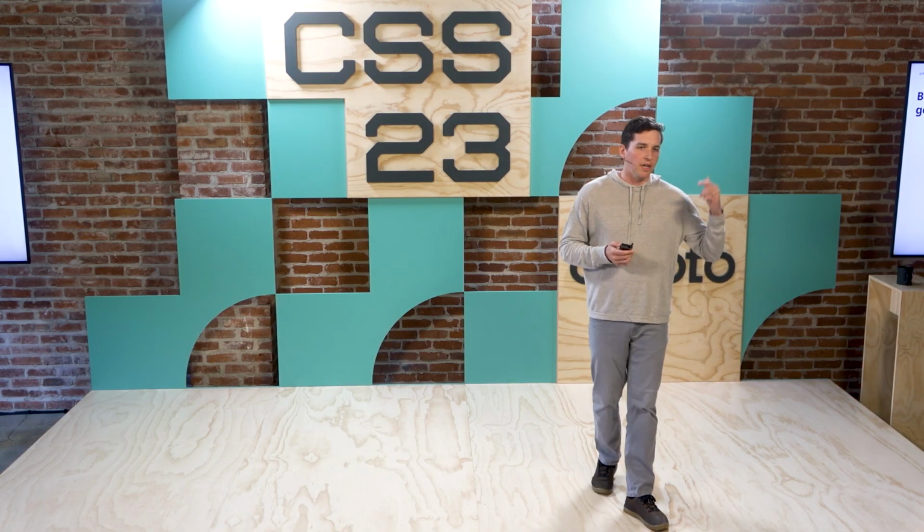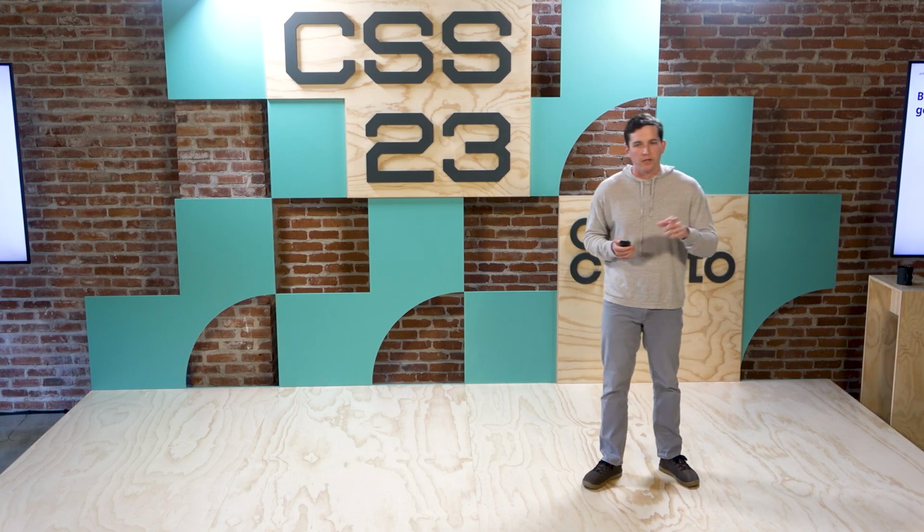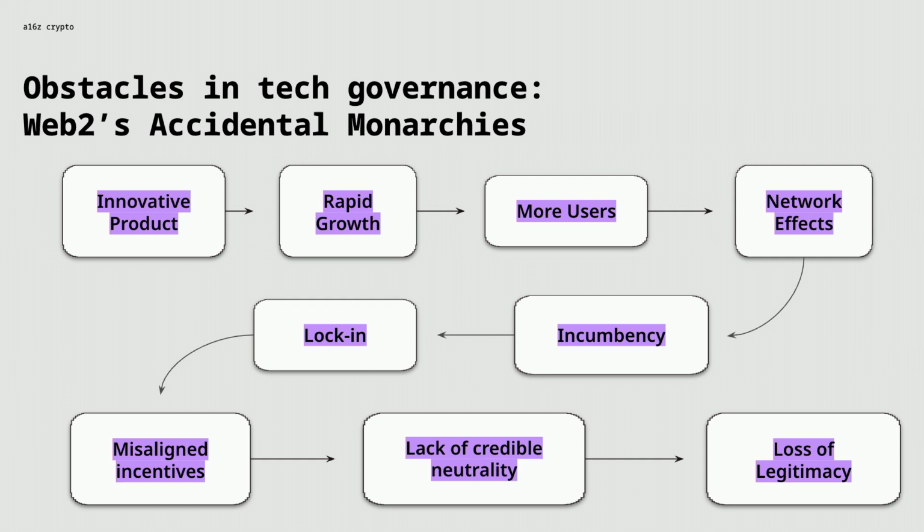Why is this? There's a common cycle that a lot of these large tech platforms run into, and it revolves around their lack of credible neutrality. Stanford political science professor Andy Hall came up with this cycle, and we were discussing it. It generally looks the same. You have some sort of very innovative product. That innovative product leads to rapid growth and a lot of users. Users join because other users are on, which gives the platform network effects, which eventually leads to a state of incumbency. Once you're at the state of incumbency, you have a lock-in, both amongst your customers and vendors and anyone else that's building on top of that platform.